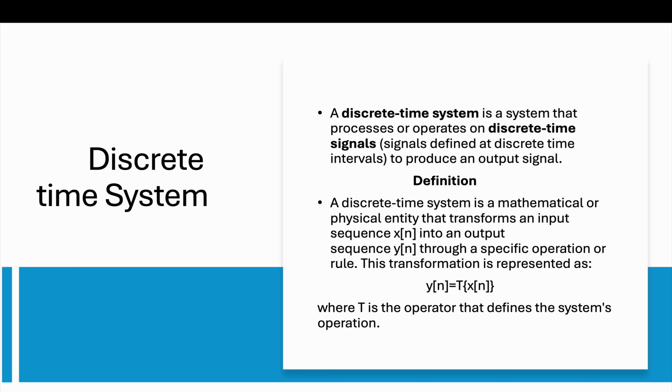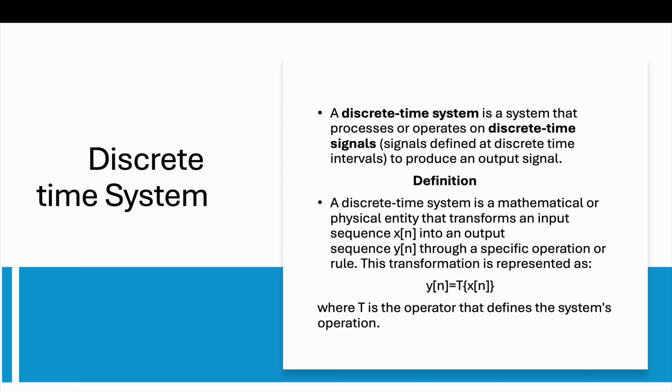That we call a system. So, a signal can be modified with a system to y of n. A system can be a filter, a system can be an amplifier. Any device or any algorithm which transforms the given input signal to y of n, we call it a discrete time system. To be very specific, a discrete time system processes or operates on discrete time signals to produce an output signal.